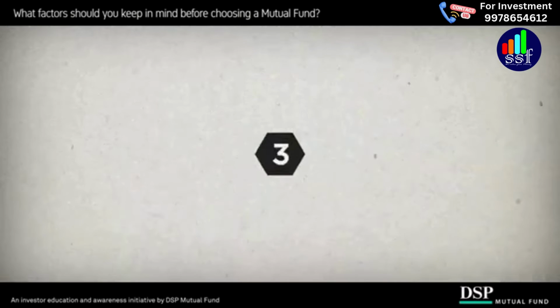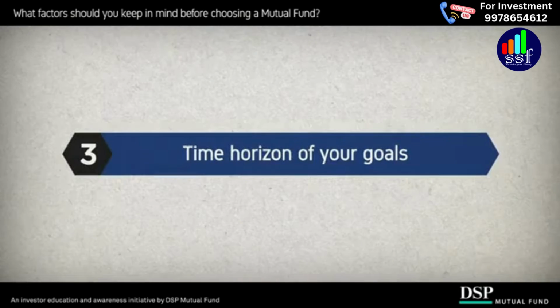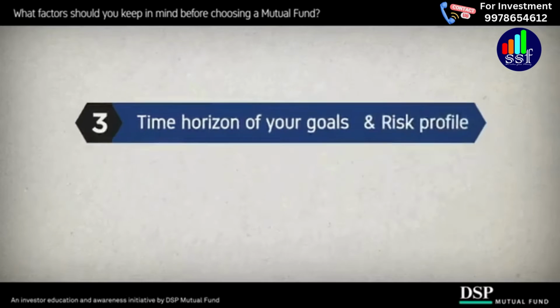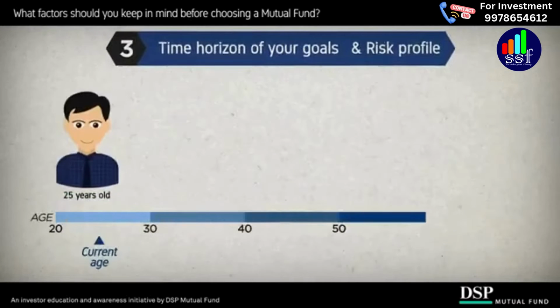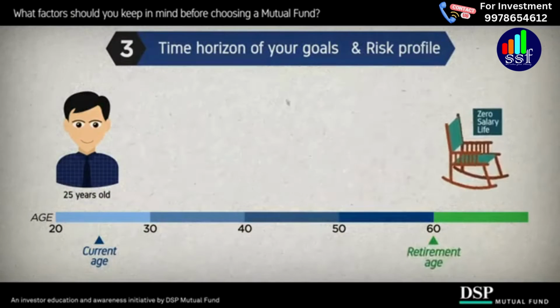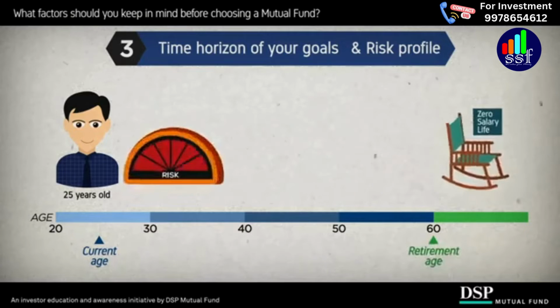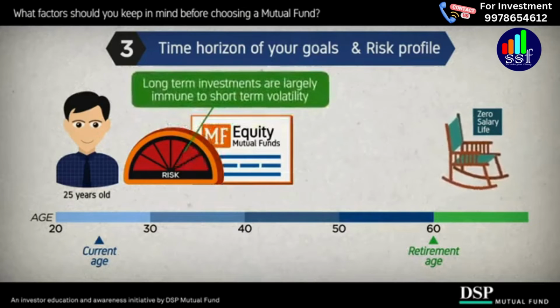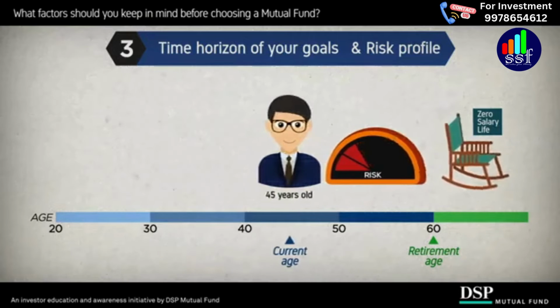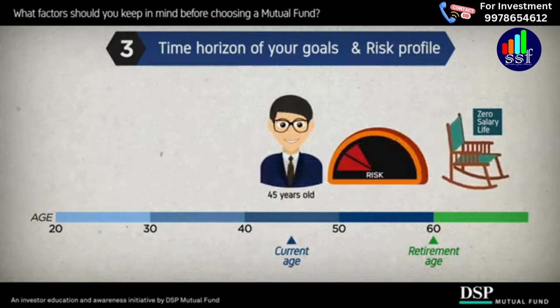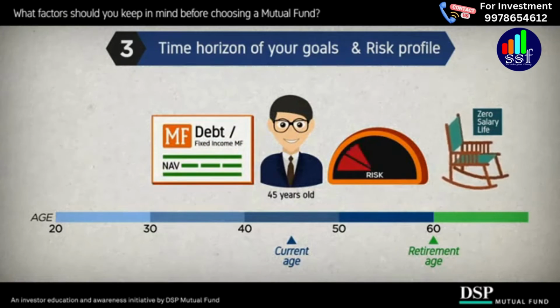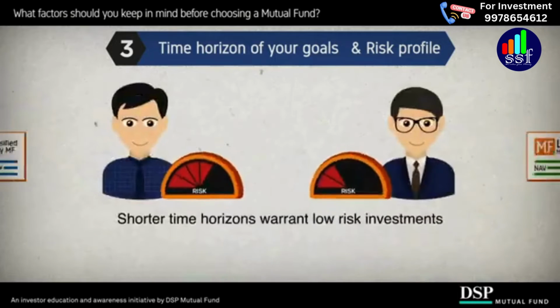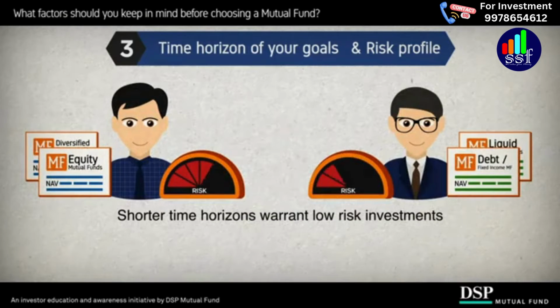The next factor to consider is the time horizon of your financial goal and your risk profile. Assuming you are in your 20s or 30s and are saving for your retirement, your ability to take risk is higher, and hence you may think to invest in a high-risk equity fund to build wealth because you will be largely immune to short-term market ups and downs. However, if you're much closer to retirement, then you should invest in a low-risk fixed income fund. In general, the closer the goal, the lower the risk you should take.